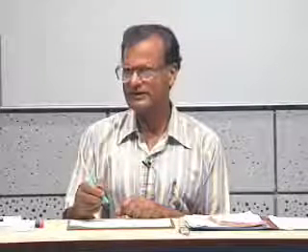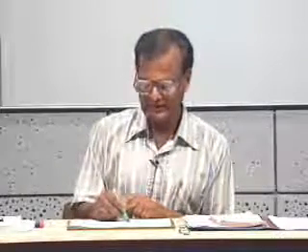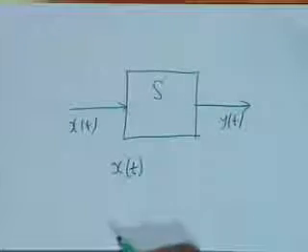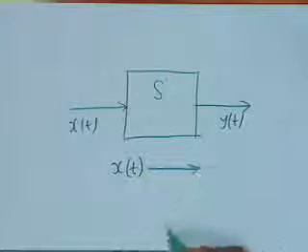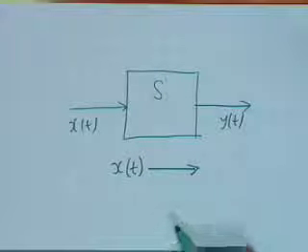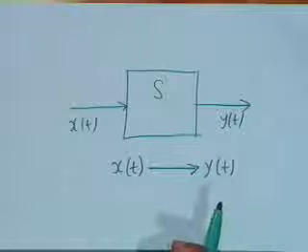Mathematically, the system S may be thought of as a transformation. That is, the input x of t is transformed to another signal y of t. So, a system can also be looked upon as a transformation. The mathematical notation for a transformation is that x of t is transformed, shown by an arrow, to y of t.